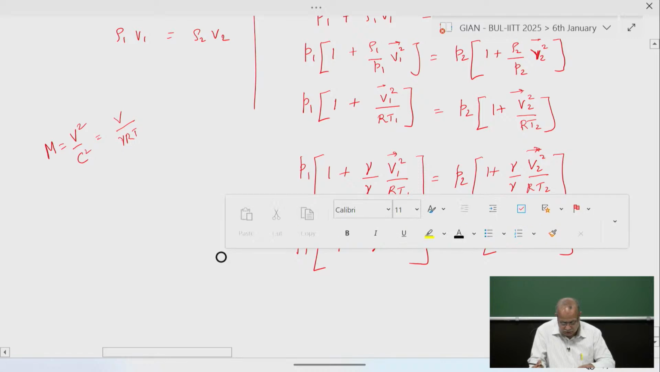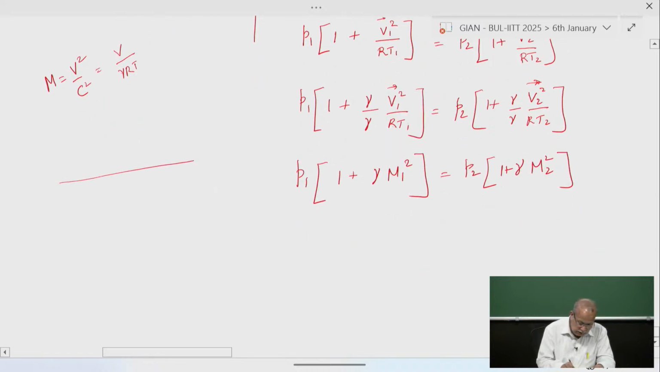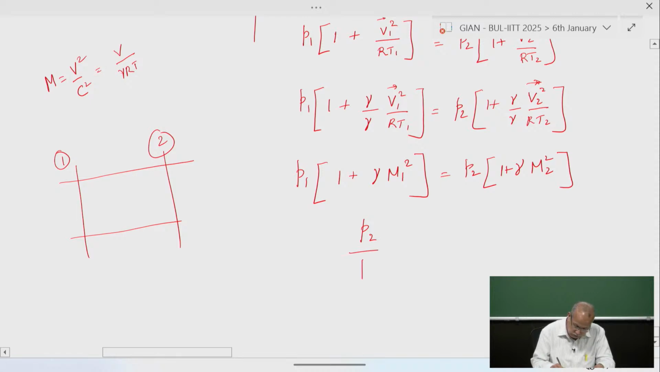So now you can see that when you have a combustor going from 1 to 2, I can write the ratio P2 by P1 according to the Rayleigh theory as 1 plus gamma M1 square divided by 1 plus gamma M2 square.